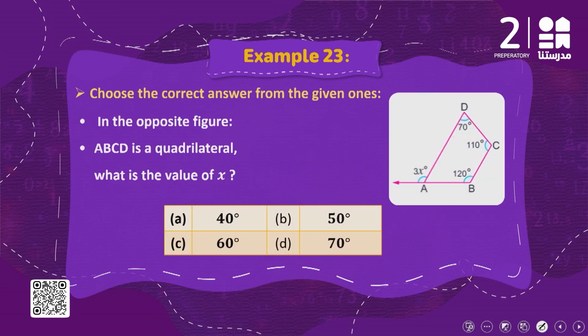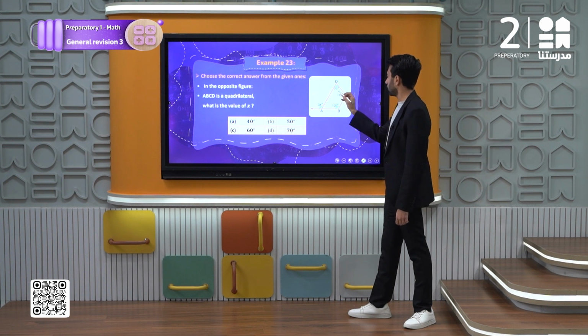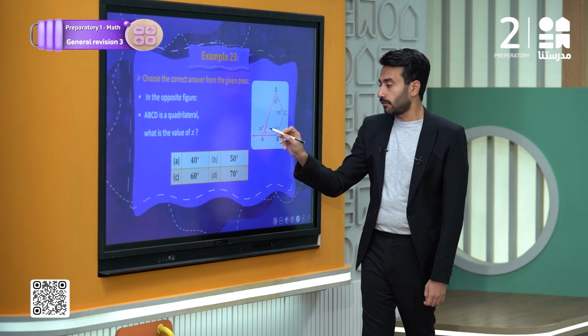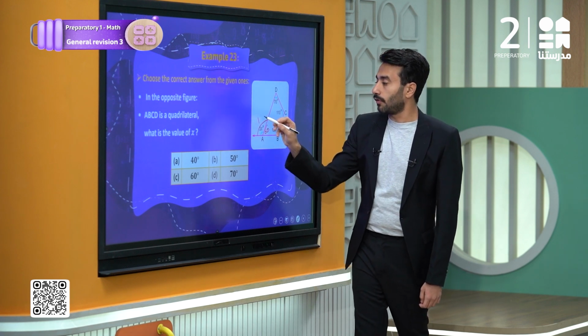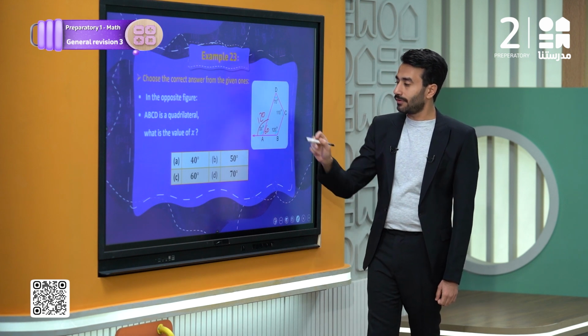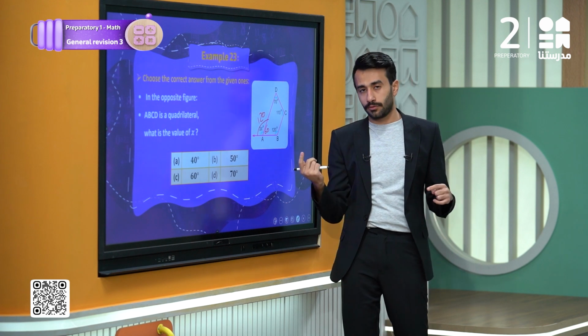In the opposite figure, if ABCD is a quadrilateral, find the value of x. For sure, to solve a question like this one, you have to add all of these angles together, 70 and 110, it will be 180. And then 120, 360 minus the answer, this will be 60. And this angle will be 120. Now, take care, as you said before, the 3x together equal 120.